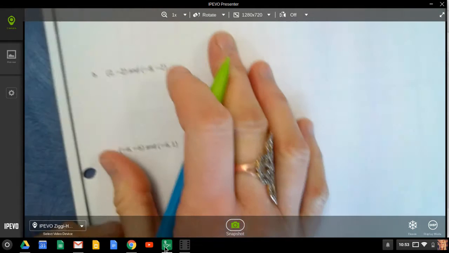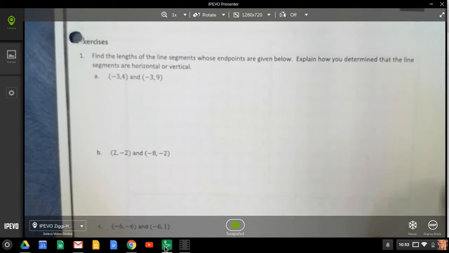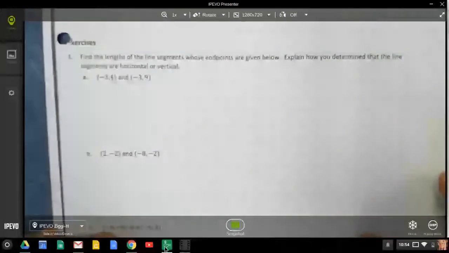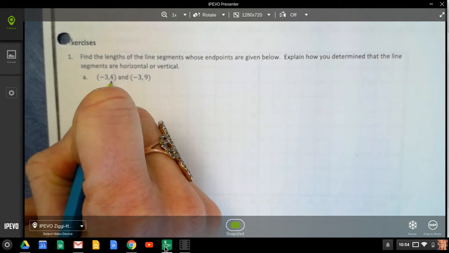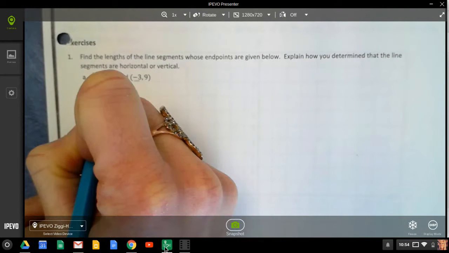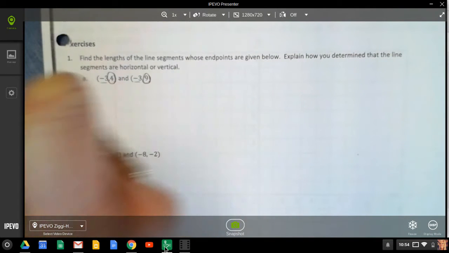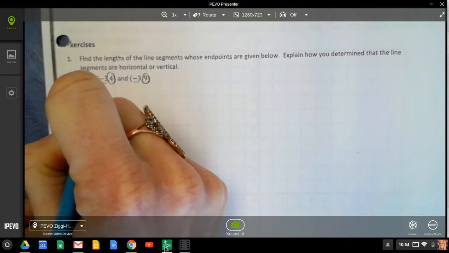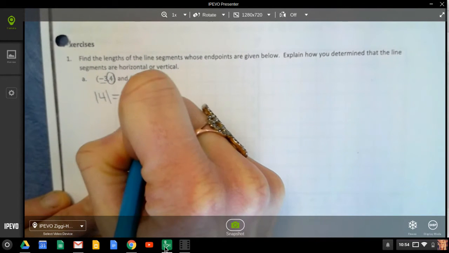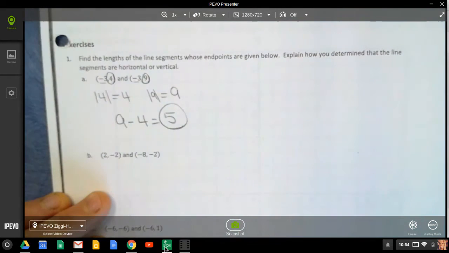So it says here, find the length of the line segments whose endpoints are given below, and then explain how you determine that the line segments are horizontal or vertical. So we don't need to do that part, but we're going to go ahead and identify first which points are different here. So if you look, the x's are the same, so we're not going to look at those. But we do need to look at the 4 and the 9. So we're going to, since those are both positive, you should automatically be thinking subtract, okay? So absolute value of 4 is 4. Absolute value of 9 is 9. We're going to take 9 and subtract 4, which gives us a distance of 5.